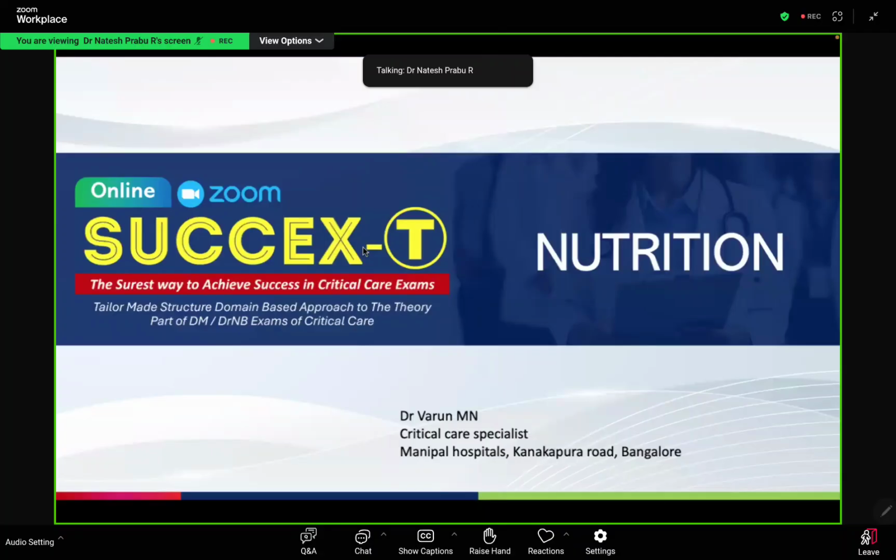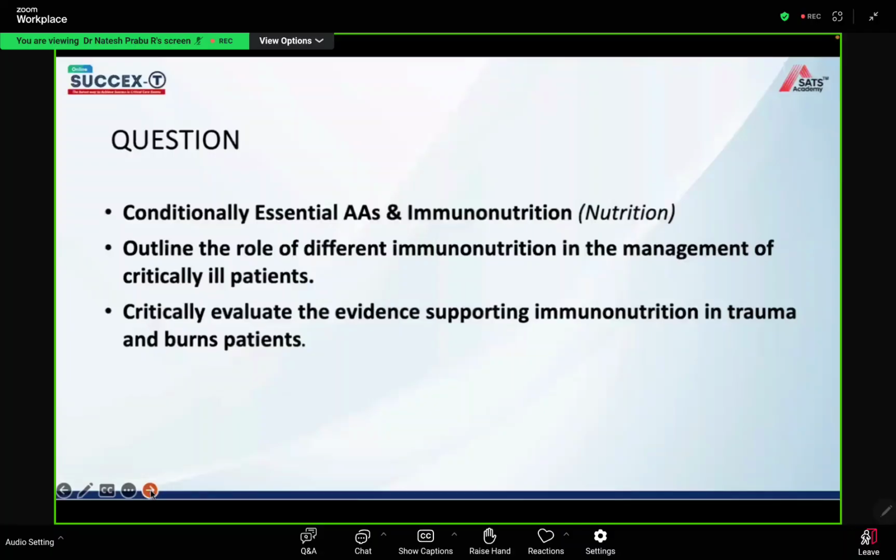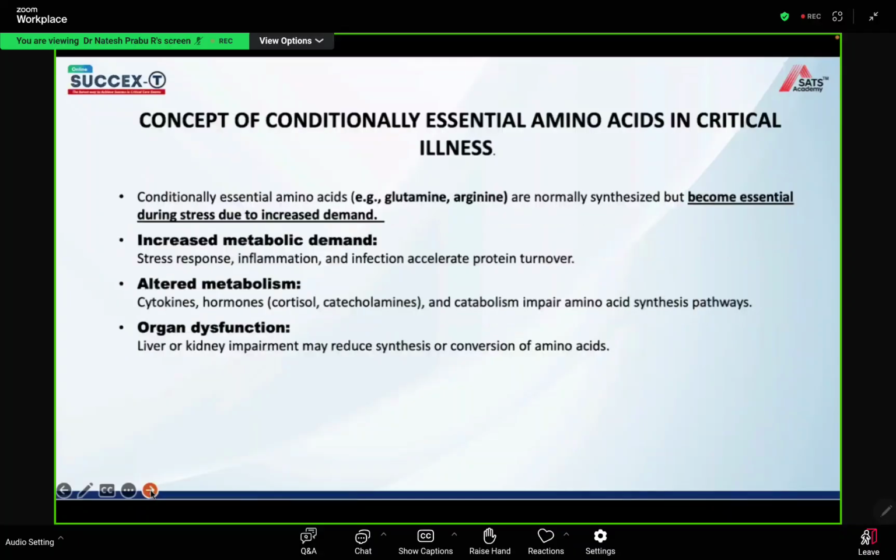So the next topic is nutrition. So we have a few questions regarding nutrition. The first question is: what are conditionally essential amino acids and immunonutrition, outline the role of different immunonutrition in critically ill patients, and critically evaluate the evidence supporting immunonutrition in trauma and burns patients.